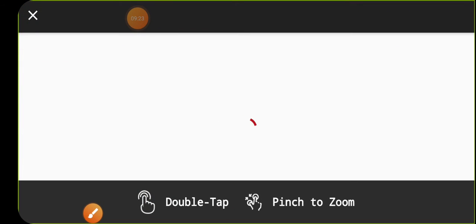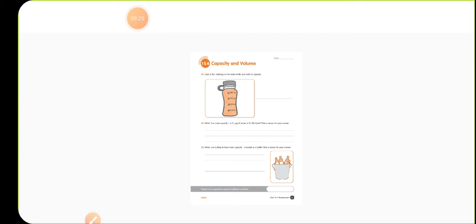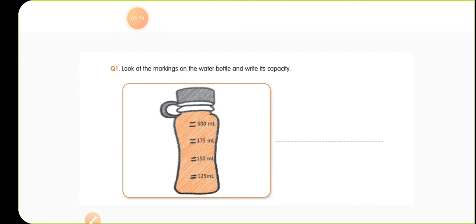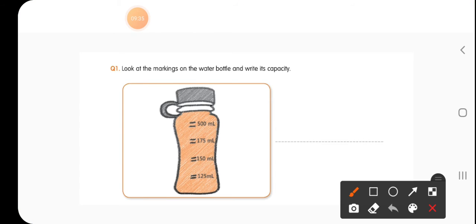Okay, after listening to the class, let's have a quick look at the worksheet part, children. In this worksheet, the first question is: look at the markings on the water bottle and write its capacity. In this water bottle, they have given some markings like 125 ml, 150 ml, 175 ml and 500 ml. So what is the capacity of this bottle? It's 500 ml. Okay children.